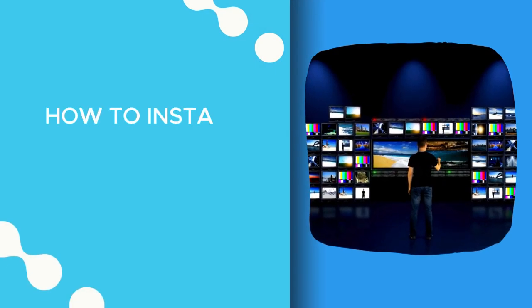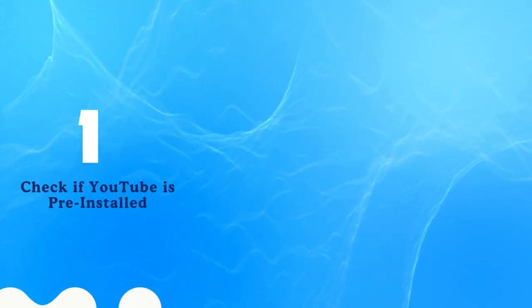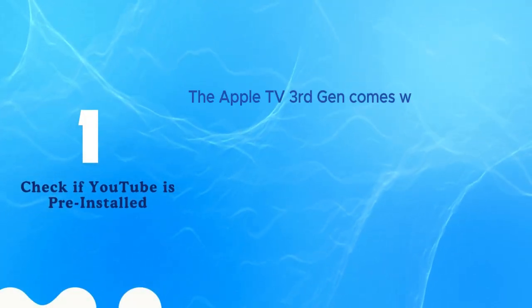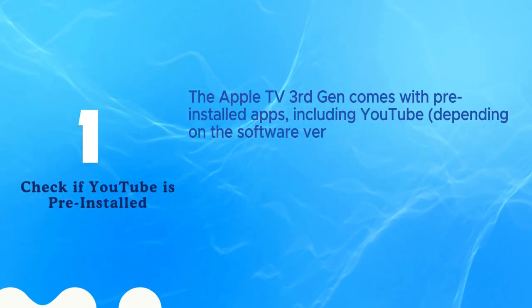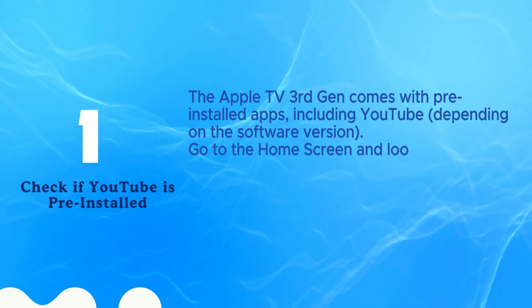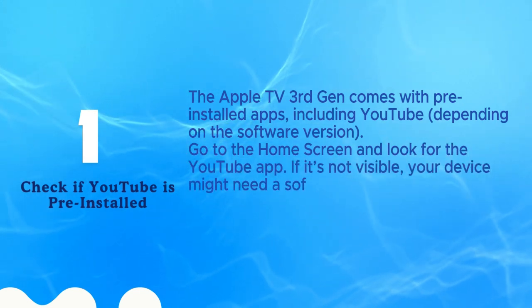In this video, we will demonstrate how to install YouTube on Apple TV 3rd Gen. 1. Check if YouTube is pre-installed. The Apple TV 3rd Gen comes with pre-installed apps, including YouTube, depending on the software version. Go to the home screen and look for the YouTube app. If it is not visible, your device might need a software update.